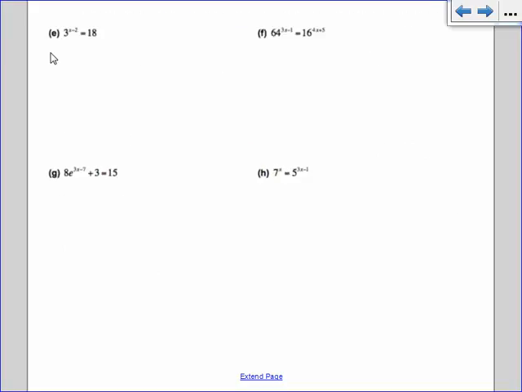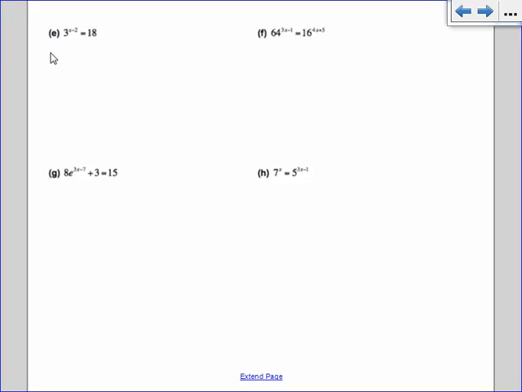So let's try a few more. How about if things are in exponential form? These 4 are all in exponential form. All right, so I have 3 to the x minus 2 equals 18. If we could get them to be the same base, we could do that. But 3 and 18 aren't going to be, did I say 8? 18. You can't get them to be the same base. Like they can't both be 3 raised to something, right?